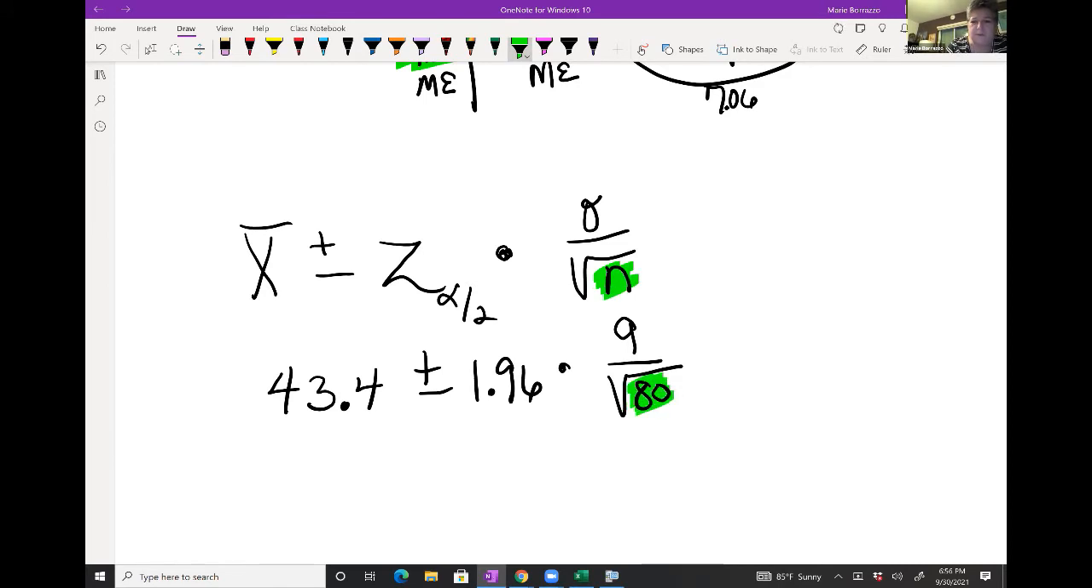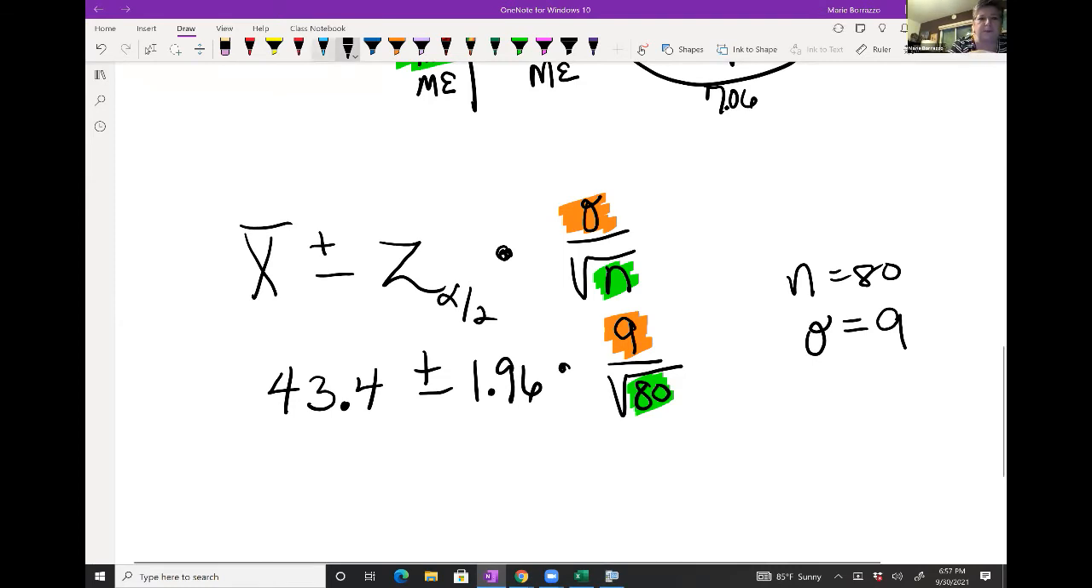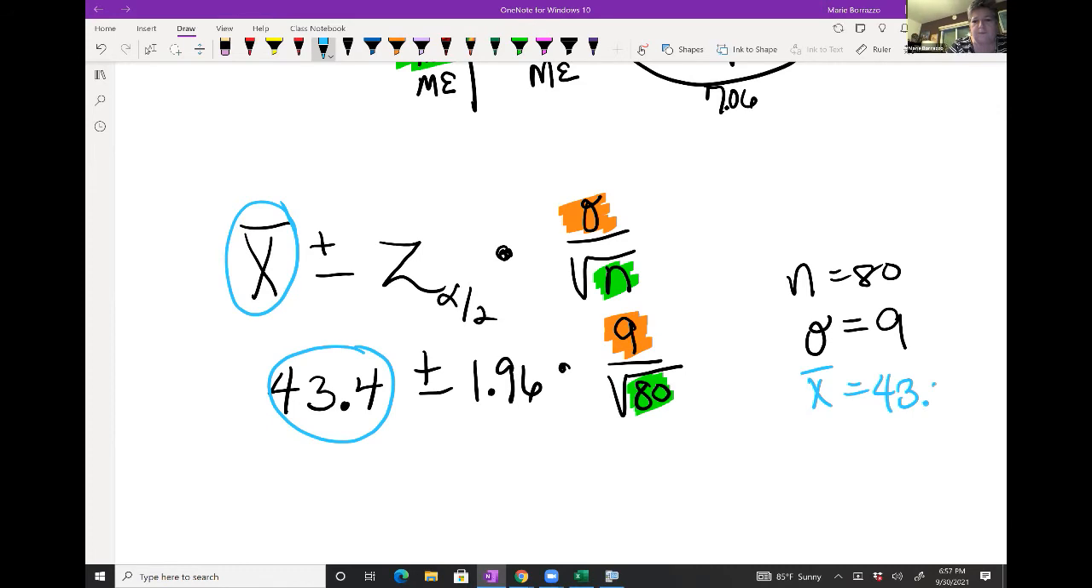So there's the sample size where n is equal to 80. Let's color code sigma in orange. That's 9, our standard deviation. Write it down if you have to, it might help you follow along. The mean is 43.4. And let's do critical Z in yellow. Critical Z, which we already studied, is 1.96.